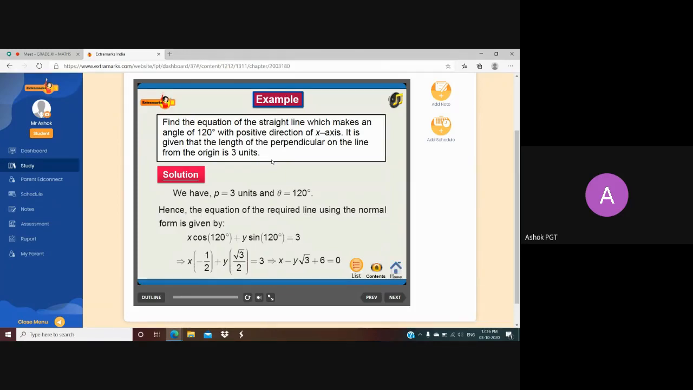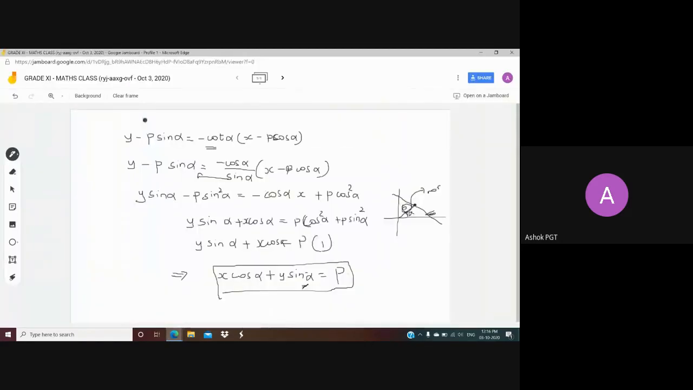This straight line makes an angle of 120 degrees with positive direction of x-axis. It means that the given straight line is making 120 degrees. So m value, the tan theta, inclination of the required straight line is 120. But in the normal form, we will be given the angle made with positive direction of x-axis by the normal line, not by the straight line. Students, are you clear what I am saying? I will explain it to you what is the problem with this.